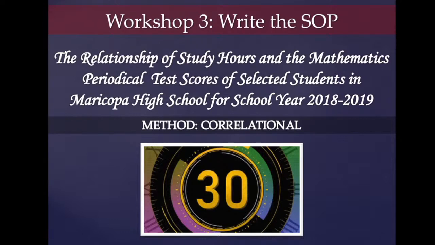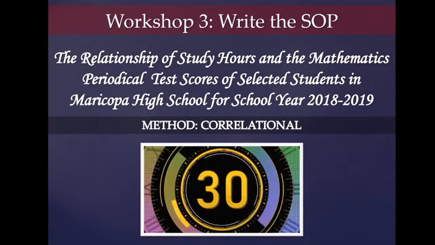Method, correlational. Remember that your research questions should be based on the succession of variables. I will give you 30 seconds to write 3 questions based on the given title and method. Again, you have 30 seconds. Write your answers in the comment box. Go.